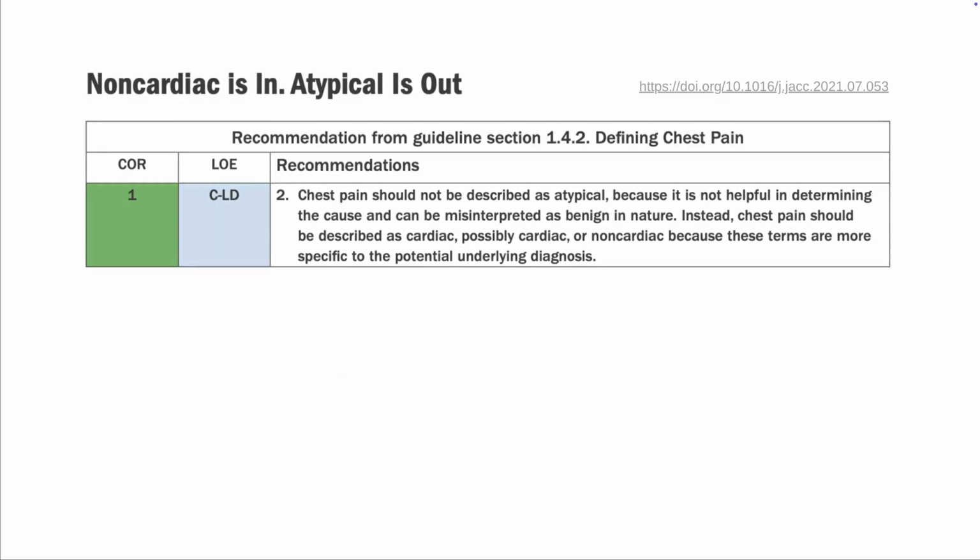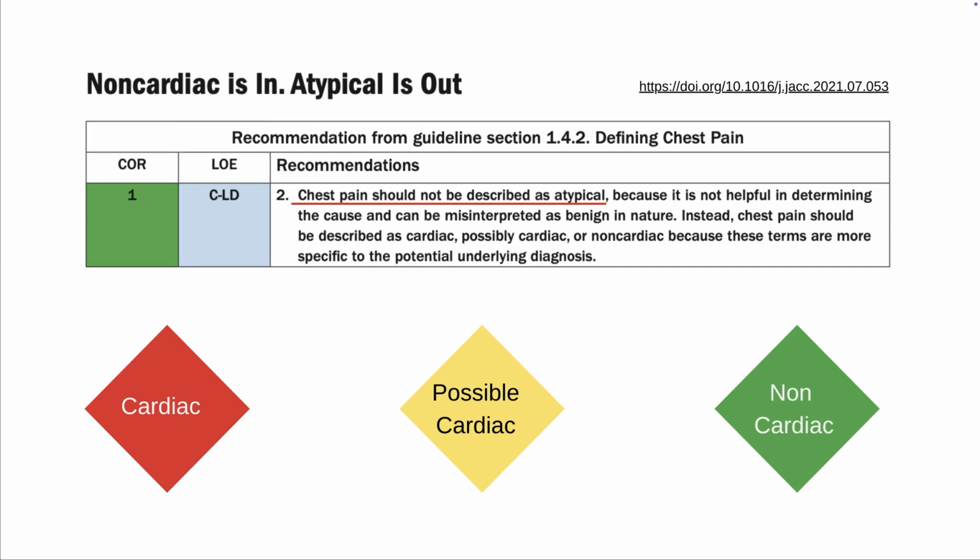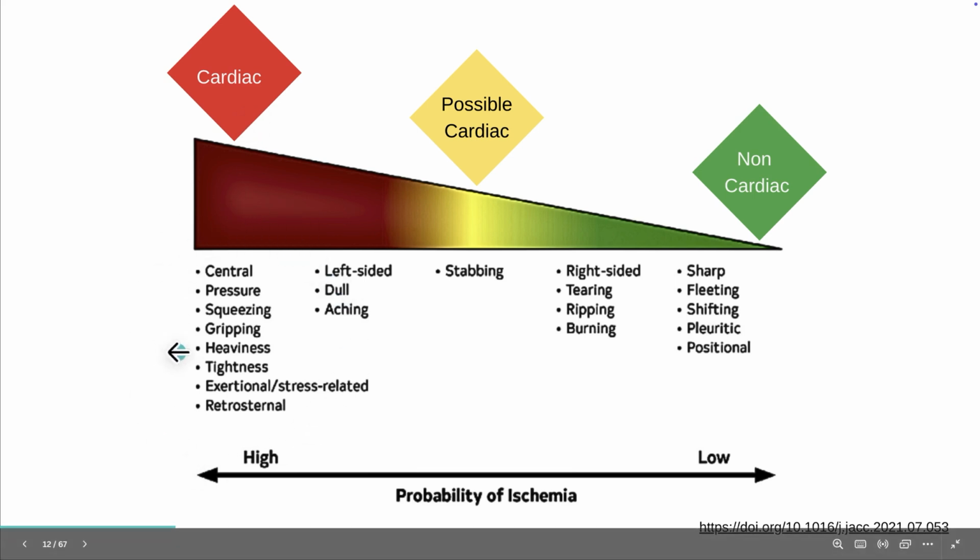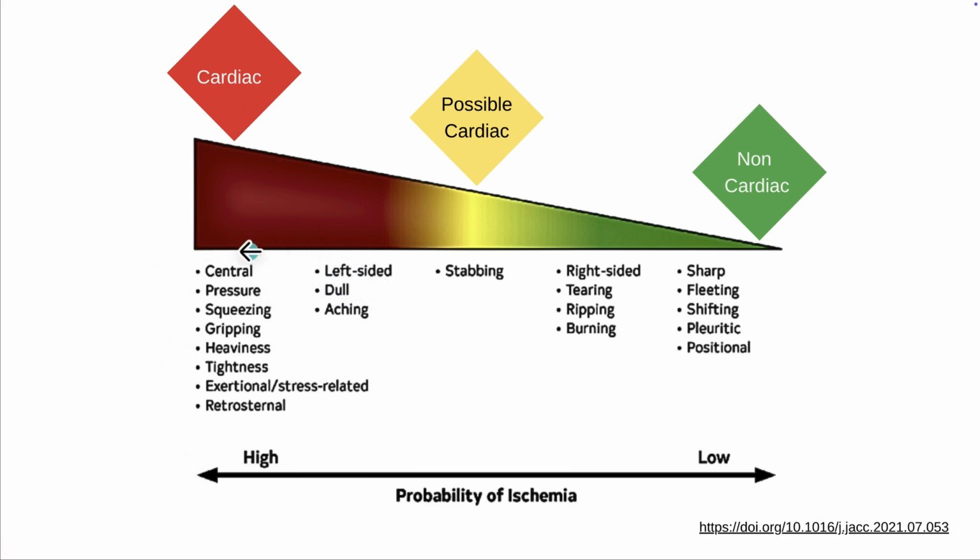We started moving away from the words typical angina or atypical angina in 2021 with the ACC guidelines that clearly stated that chest pain should not be described as atypical because that term is not helpful in determining the cause and can be misinterpreted. And then they recommended at that time, instead of using typical or atypical, using cardiac, possible cardiac, or non-cardiac. There are features that increase the probability of the pain being of cardiac origin and others that make it unlikely to be of cardiac origin. We call it non-cardiac. But there are wide zones of overlap and many gray zones between cardiac, possible cardiac, and non-cardiac.